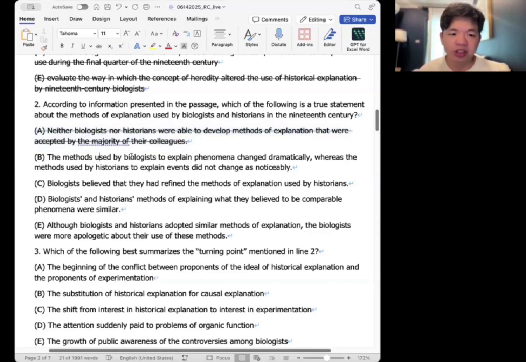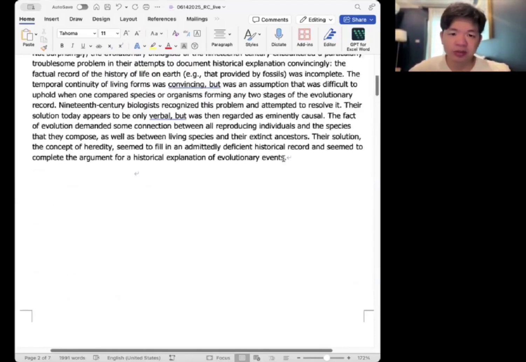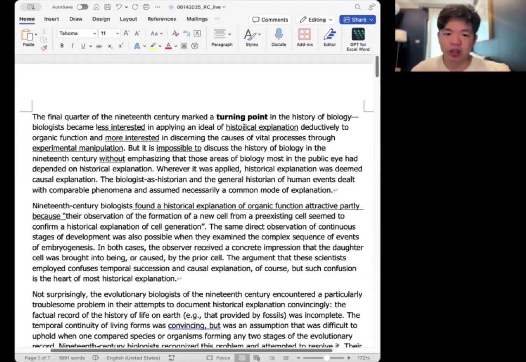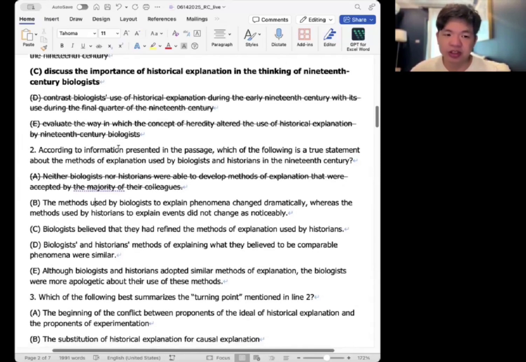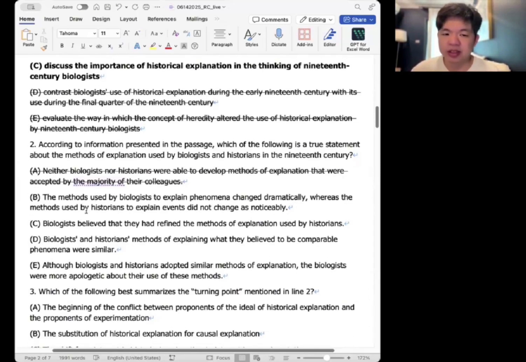So what does option B say? Biologists, the methods they use to explain phenomena need to change significantly. The first half of the sentence might still be considered correct. Why? Because the article did mention that they shifted their focus from historical explanations to what? To using experiments. So the first half can still be inferred. However, the latter part of the sentence says that the methods used by historians did not change, but the article did not mention whether historians had any turning point or not. So you also can't be sure. Okay, so option B cannot be inferred.